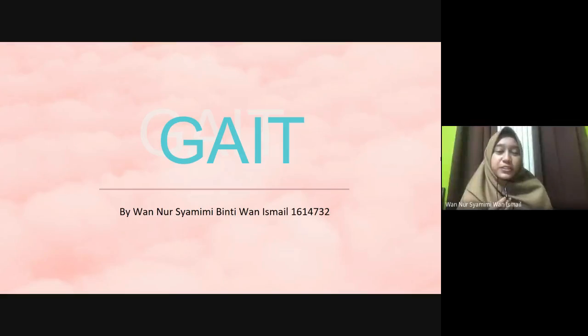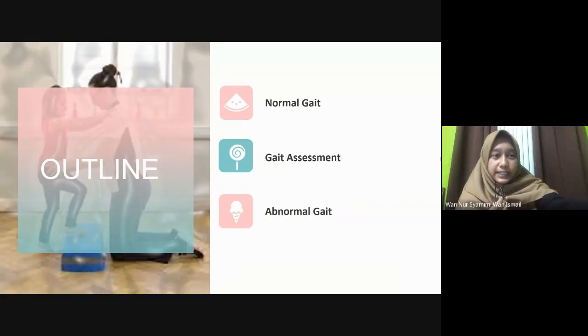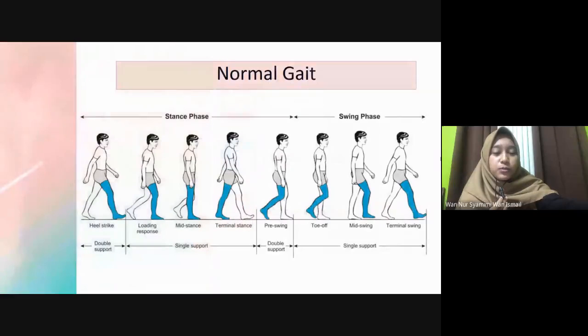Bismillahirrahmanirrahim. So I will be presenting about GATE assessment. Next slide. So this is my outline. Next. When we're talking about GATE, we need to know about normal GATE first. Normal GATE usually consists of smooth coordination of the pelvis, hip, knees, ankle, as well as the foot. In the normal GATE cycle, we have two phases: stance phase and swing phase. You can look at the picture.